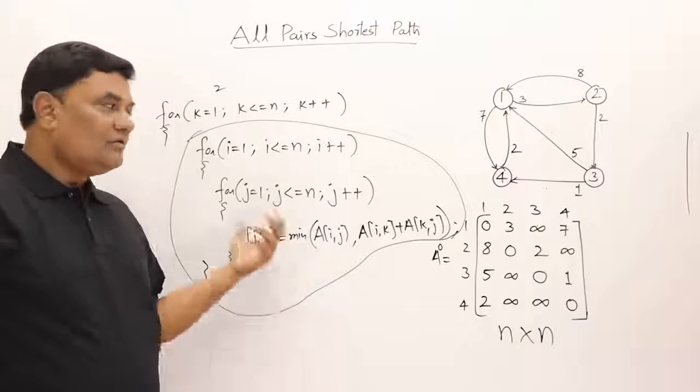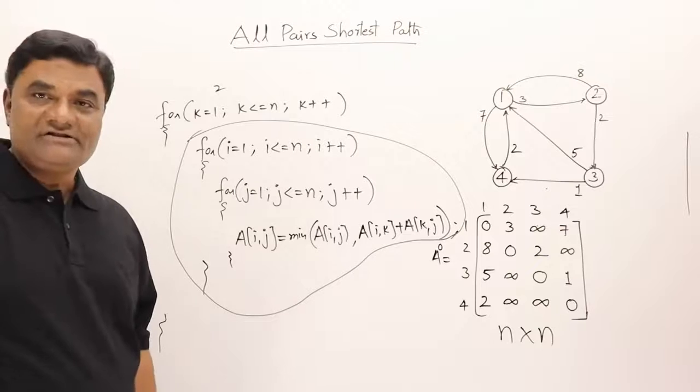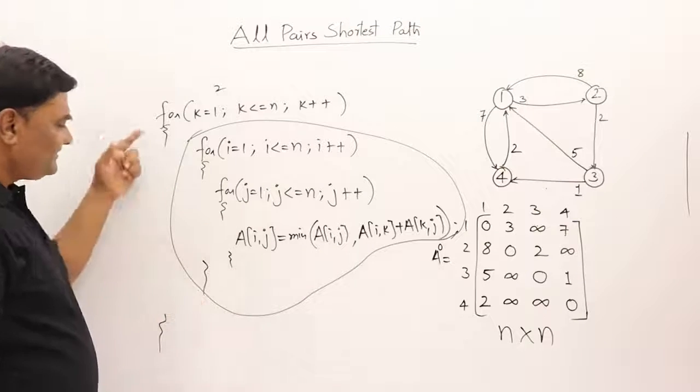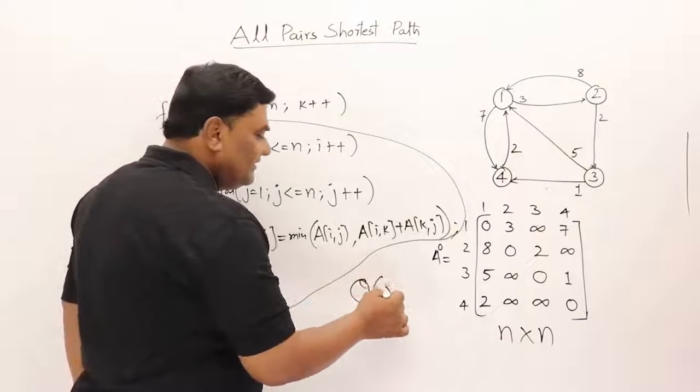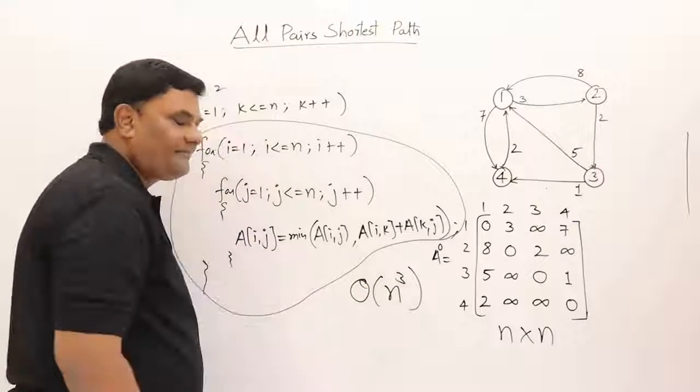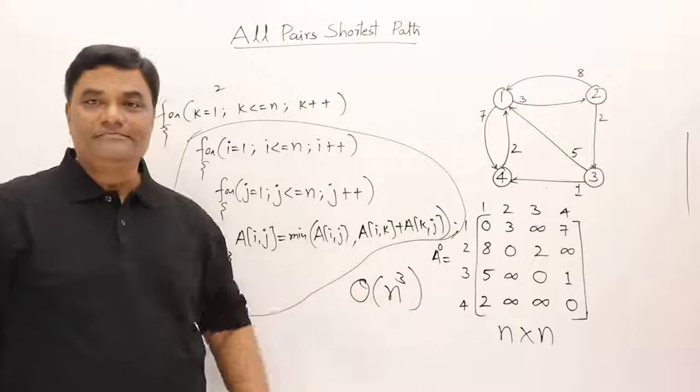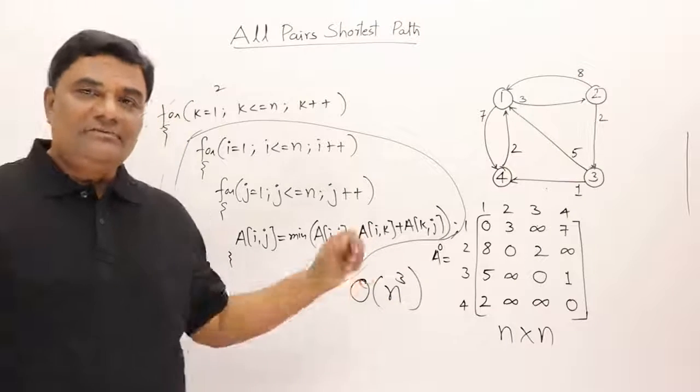That's it. This is the code for the all pair shortest path problem. Then if you look at this code, this has 3 nested for loops. So the time will be order of n cube. So that is theta of n cube. That's all about this problem.